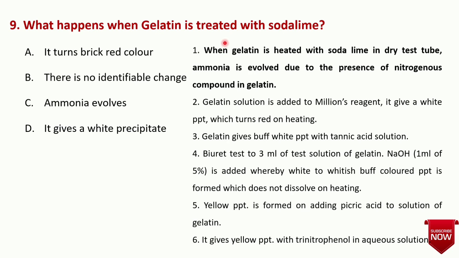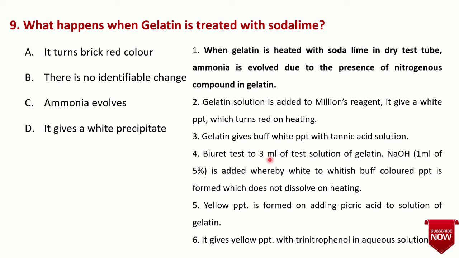So here we can observe the different tests for gelatin. Among them, the first one is related to this question. When gelatin is treated with soda lime in a dry test tube, ammonia is evolved due to the presence of nitrogenous compounds in gelatin. And when gelatin solution is added to Millon's reagent, it gives a white precipitate, and by heating it turns red. And gelatin gives a buff white precipitate with tannic acid solution.